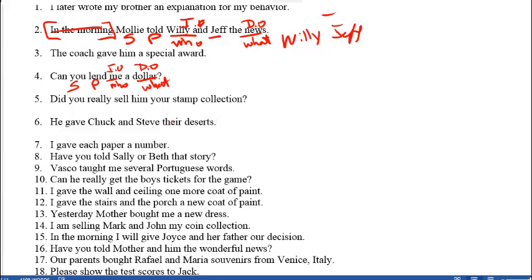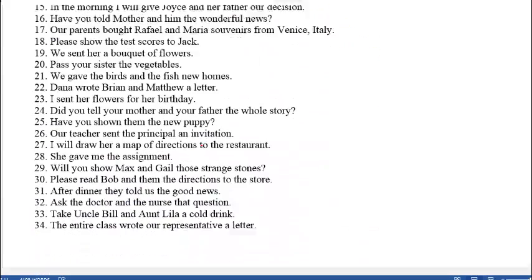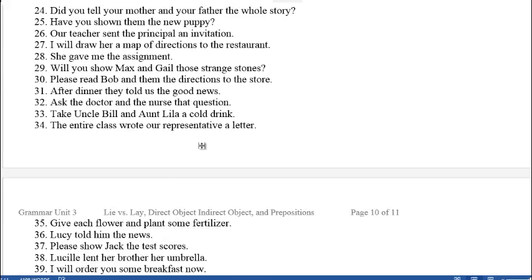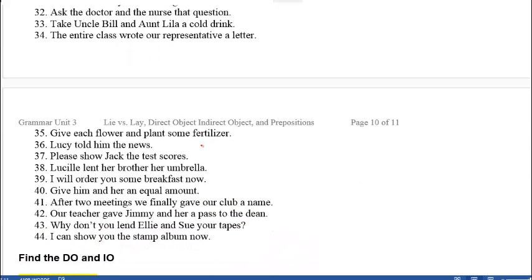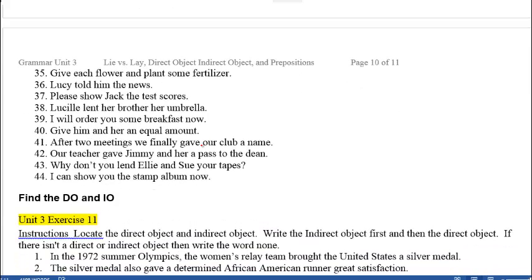He gave Chuck and Steve their desserts. He is the subject, gave is the predicate, Chuck and Steve are the indirect object, desserts is the direct object. So all you would write is Chuck, Steve. So do all of those 1 through 44.